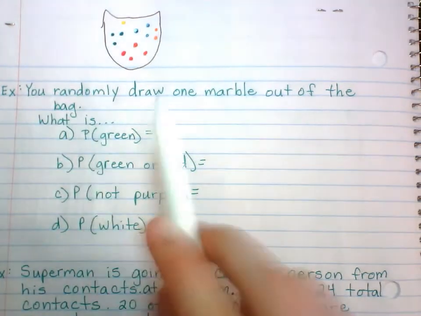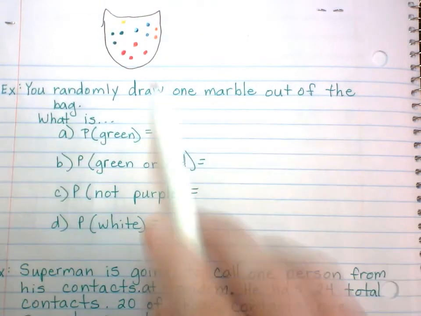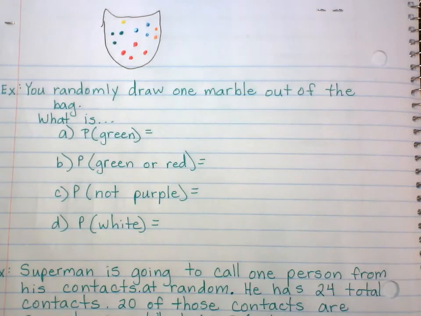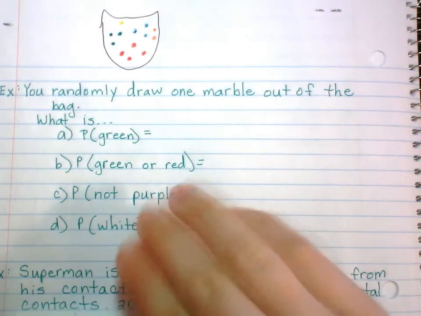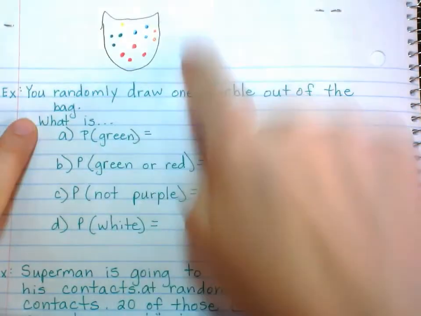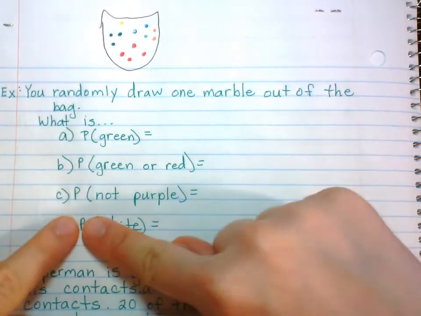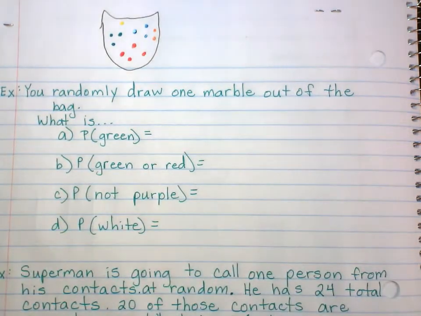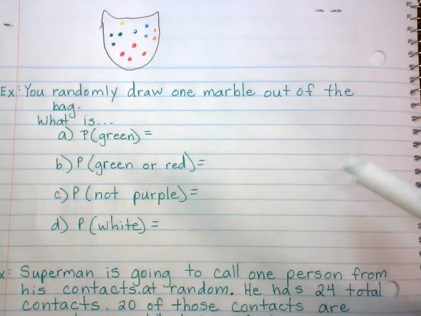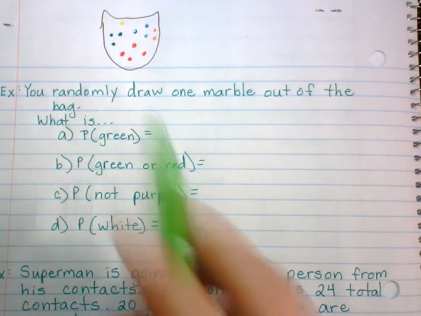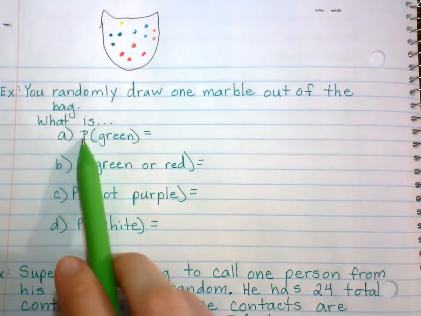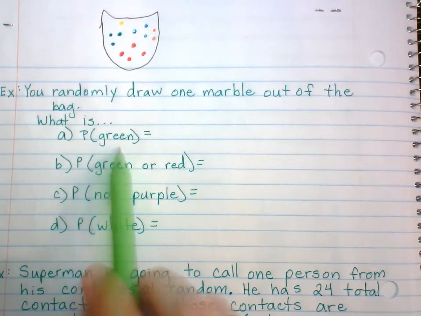You randomly draw 1 marble out of the bag. Realistically, I would have done a picture like this for bell work. It would say this, and then I would give you probably 3 of these, and I would ask you guys to calculate it. So, try to do these without me. You randomly draw 1 marble out of the bag. What is the probability of drawing green?